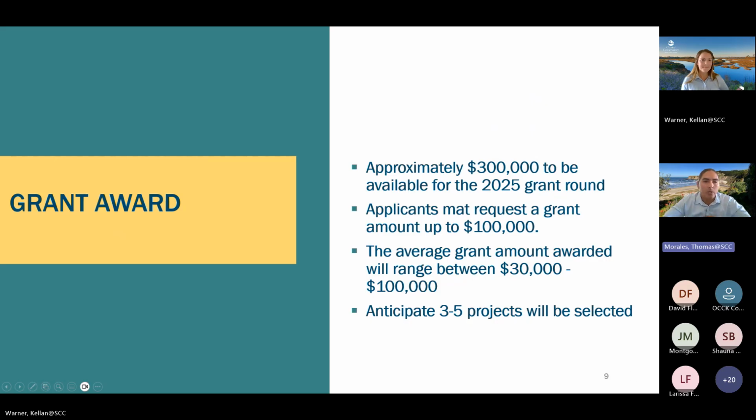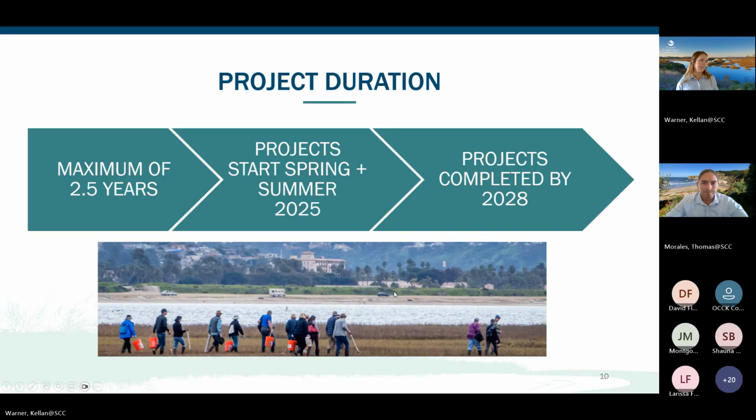And moving to the grant award, there will be approximately $300,000 available for the 2025 grant round, and applicants may request a grant up to $100,000. And the average grant amount will range between $30,000 to $100,000. And we anticipate the selection of 3 to 5 projects. And for project duration, the maximum will be 2.5 years, with projects starting in spring and summer of 2025, and projects completed by 2028.